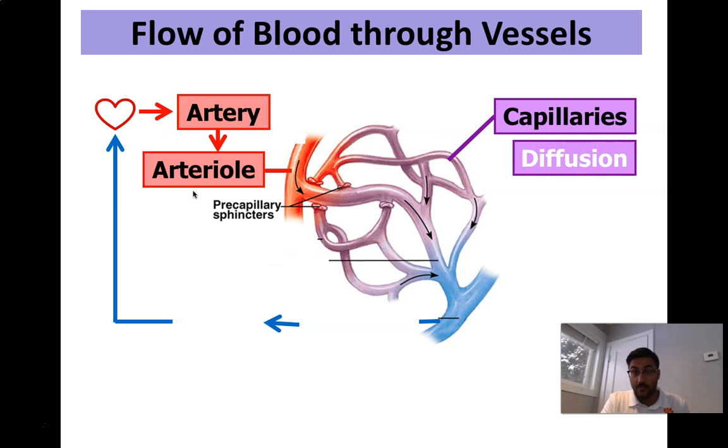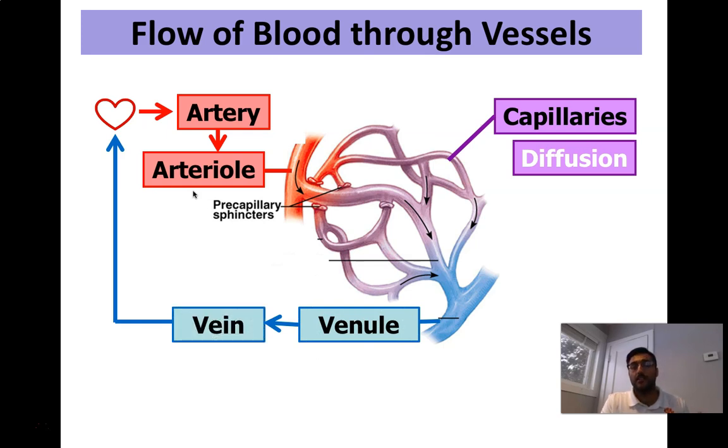So this is called diffusion, right? Oxygen is going to move from an area of high concentration to an area of low concentration, and carbon dioxide is going to move from an area of high concentration in the tissues to an area of low concentration in the blood, as well as the waste and the nutrients. Then we enter these small venules, and then these larger veins, and the veins will eventually take that deoxygenated, carbon dioxide-rich, waste-rich blood back to the heart.